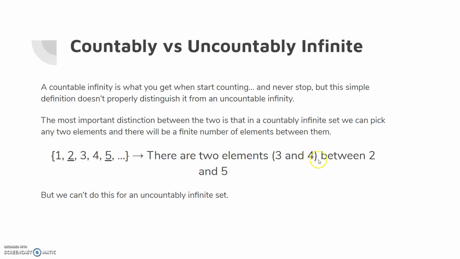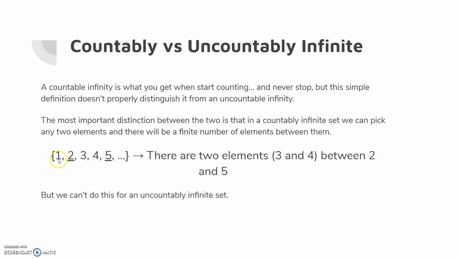But what is the difference? Countable infinity is what you get when you just start counting and never stop. But this simple definition doesn't really distinguish it from an uncountable infinity. The most important distinction between the two is that in a countably infinite set, we can pick any 2 elements, and there will be a finite number of elements between them. Or, no matter what point we pick, we can always count to it.